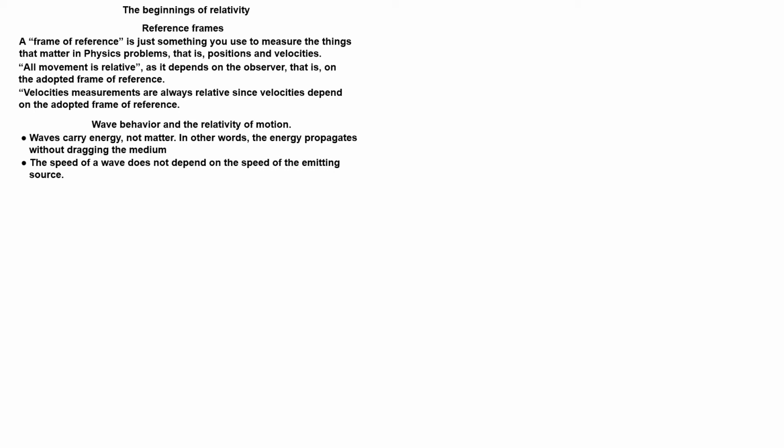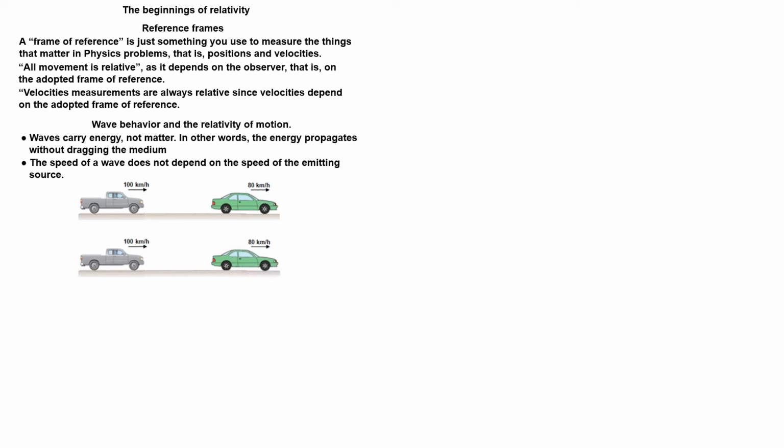Let's go back to the car problem discussed at the beginning of this video. A car travels at a speed of 100 km per hour relative to the ground, and in front of it another car travels at a speed of 80 km per hour, also relative to the ground. Consider that there is no wind. As we have discussed, if any car touches the horn, the speed of sound will be 340 meters per second, or 1,224 kilometers per hour, measured in relation to the air.